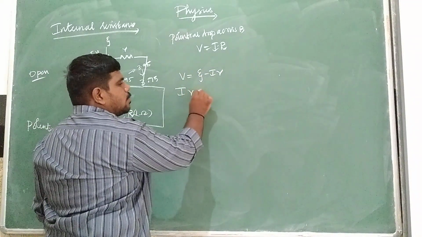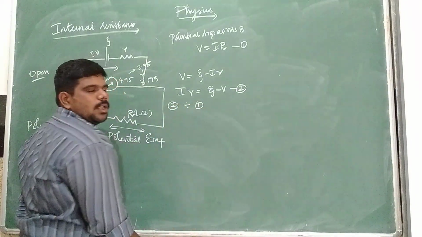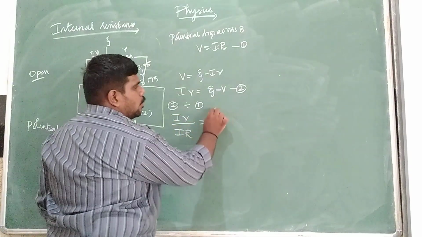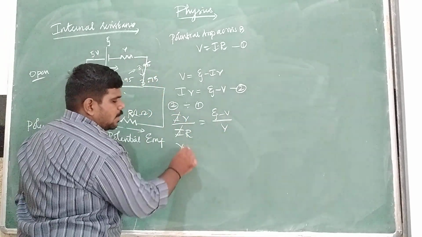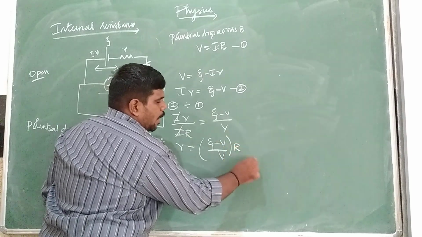The potential drop across R: what's the formula? V is equal to I into R. But due to the internal resistance of a cell, the voltmeter reads a value less than the EMF of the cell.